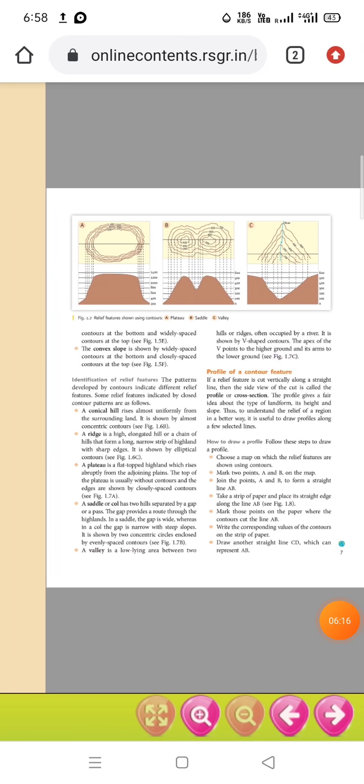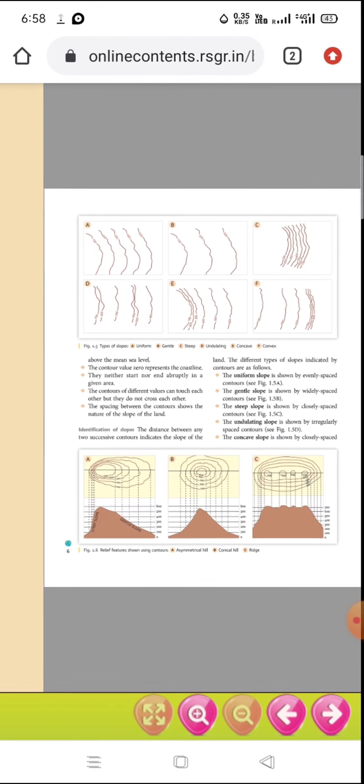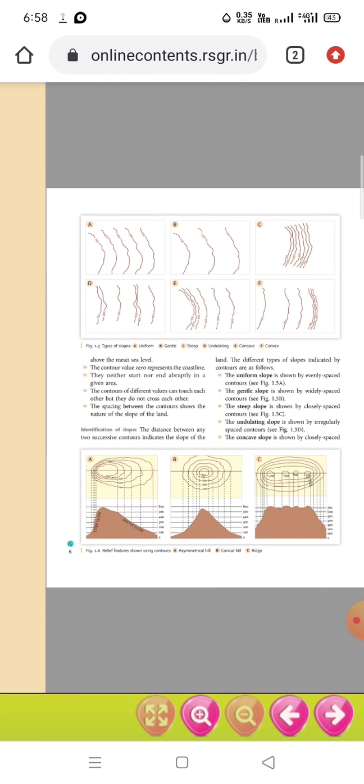Then we can see clearly about these slopes and the continuation of the lesson in the next class.